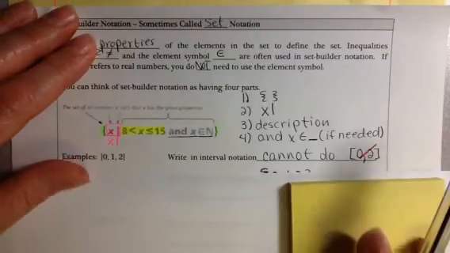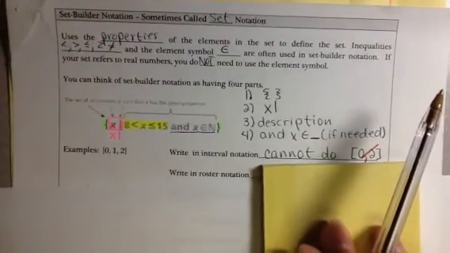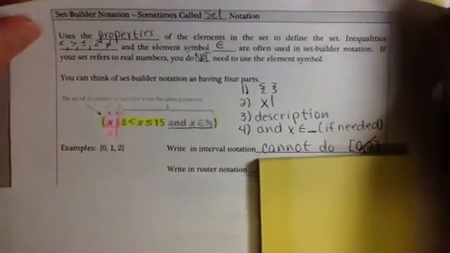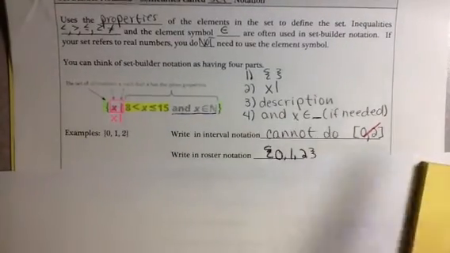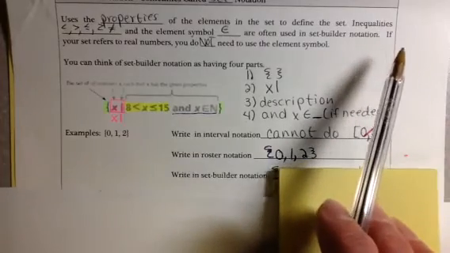The next one is roster notation. Can we list that? Remember, roster is a list. Can we list the elements of the set? Well, this basically is roster notation. So all we had to do was recopy that.